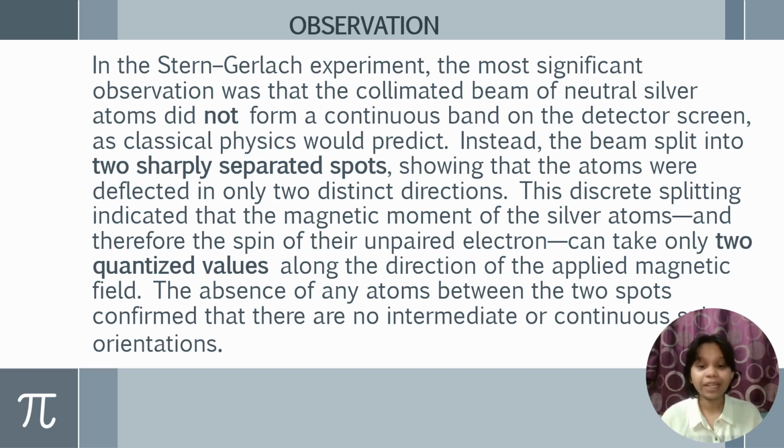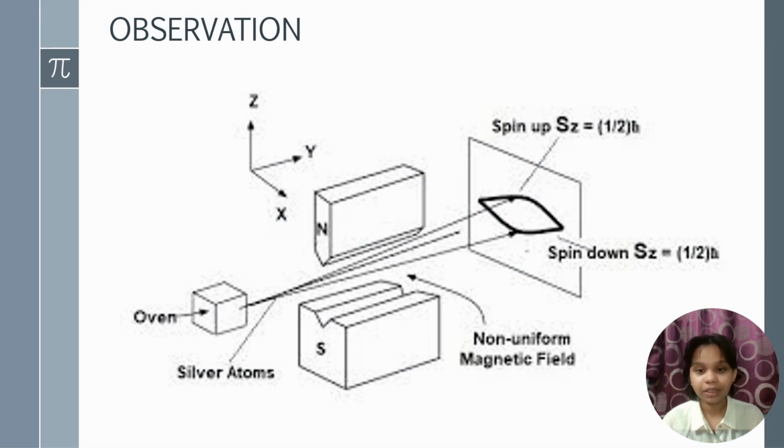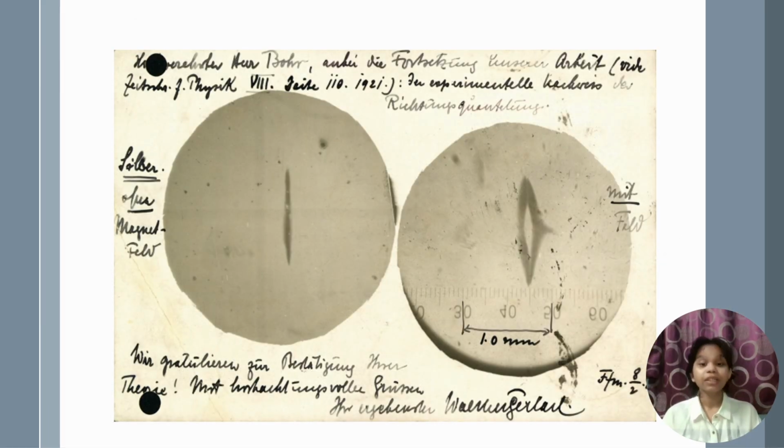The absence of any atoms between the two spots confirmed that there are no intermediate or continuous observations. Only two quantized spin moments exist, that is plus 1/2 or minus 1/2. These two distinct values, minus 1/2 and plus 1/2, can be observed in this case. This image is an actual image of the experiment, and we can see how it goes here.